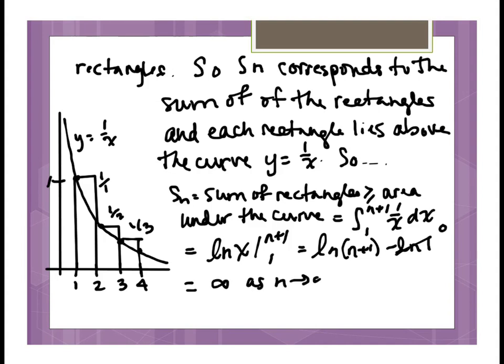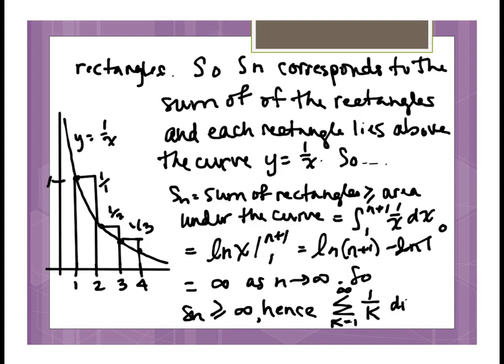So this graph, or this value of this natural log, is infinity as n goes to infinity. So S sub n is actually greater than or equal to infinity, which sounds funny. It's not really. But it's larger than the sum that we know is infinity already. Okay. Hence, the sum from k equal 1 to infinity of 1 over k diverges.